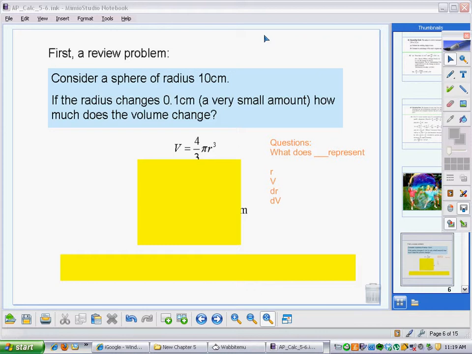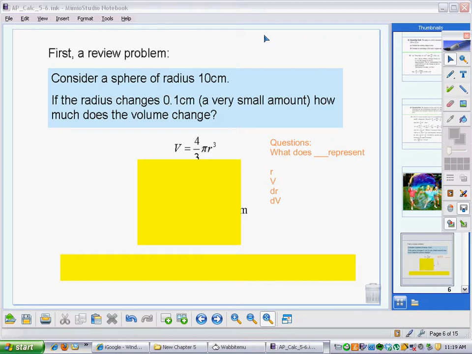I started by blowing up a balloon. Please Google blowing up a balloon video and watch it blow up. All right, now this is what we did just kind of the other day, and I want to show you the difference between differentials and related rates. They're similar, but they are different.